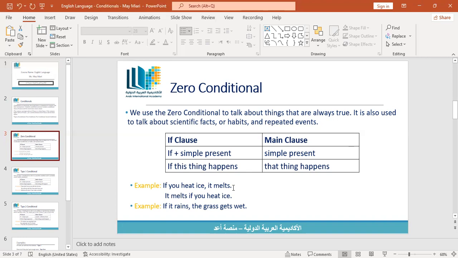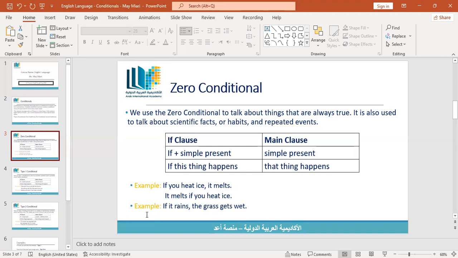As we said before, the clauses can be switched. So the conditional sentence could be, it melts if you heat ice. So we started with the main clause, which is it melts. Then we added the if clause, which is if you heat ice. And in this case, we do not add a comma.